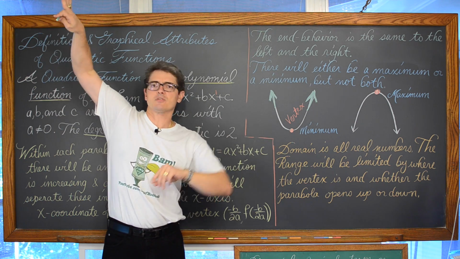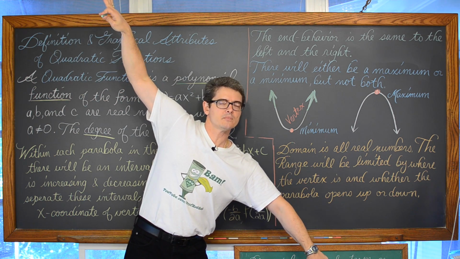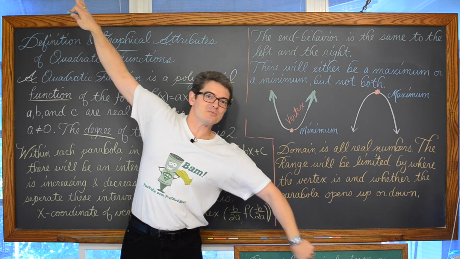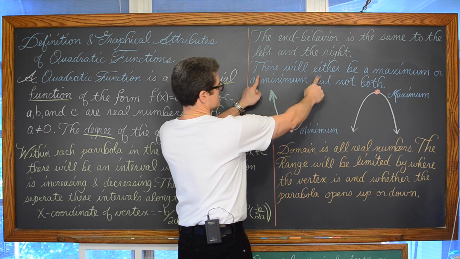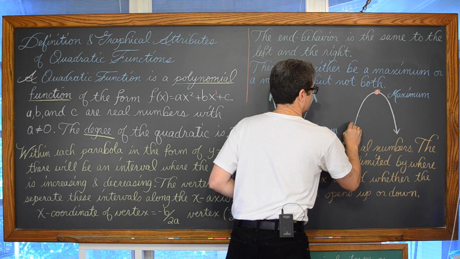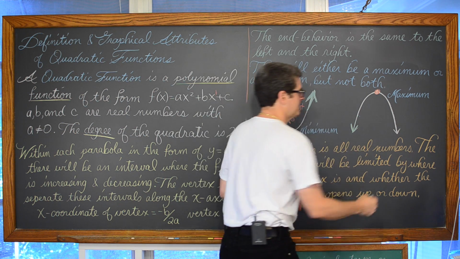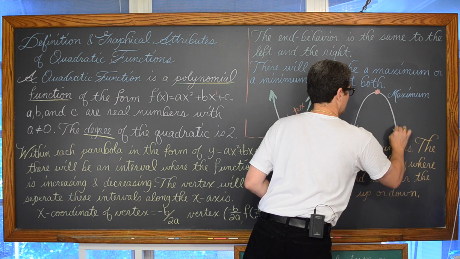It's not going up to the left and down to the right, where the end behavior is in opposite directions. The end behavior is always the same with parabolas and any polynomial with an even degree.